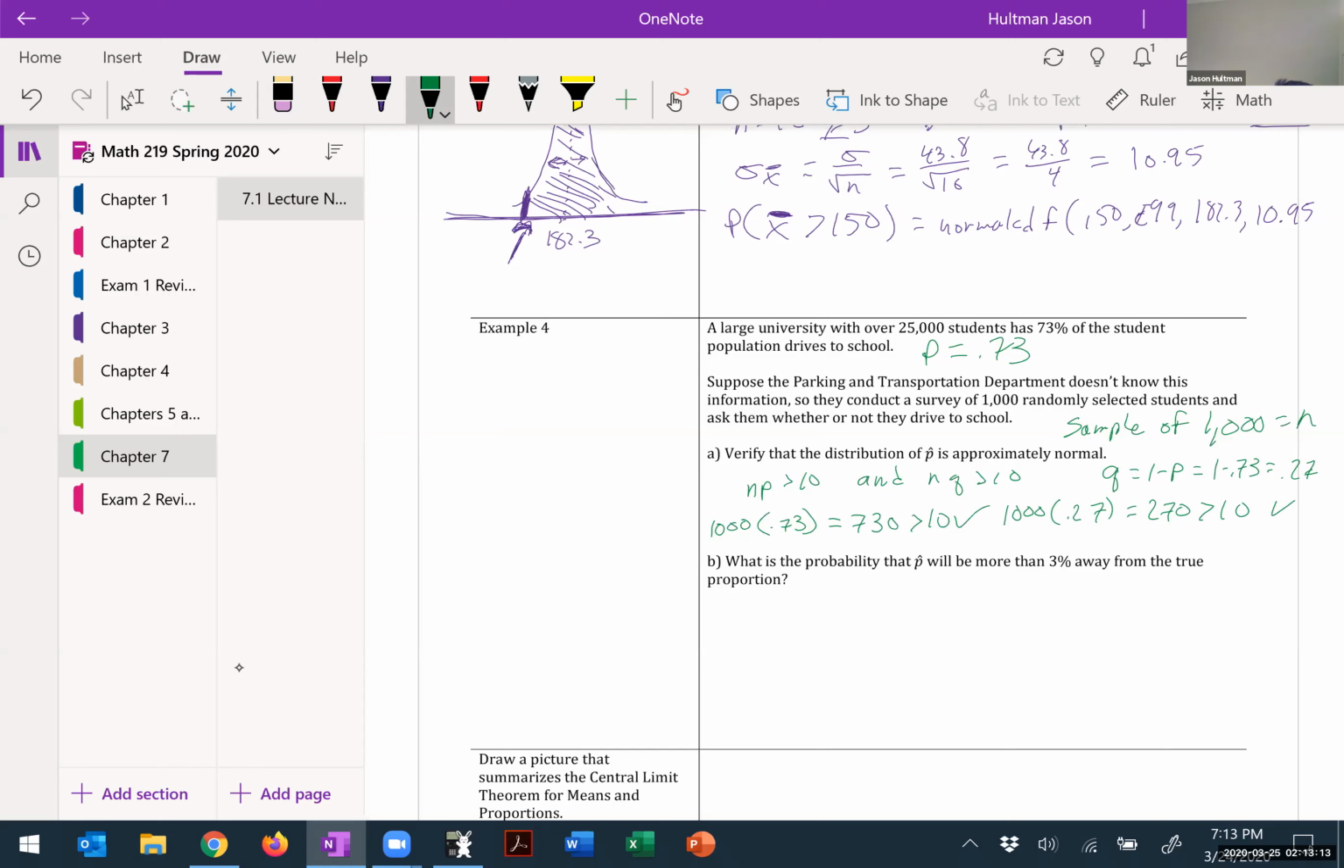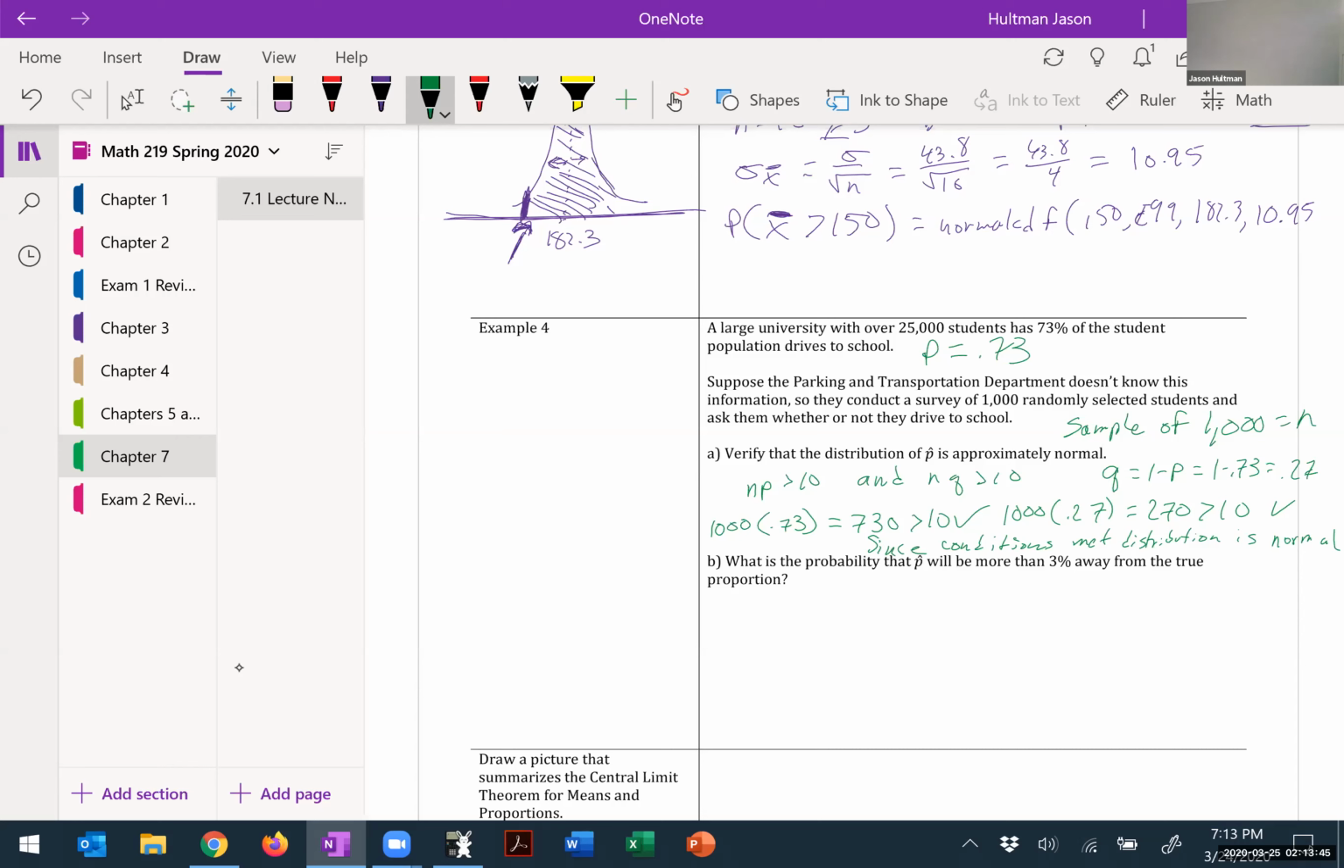So it is approximately normal since the conditions are met. The distribution is normal.